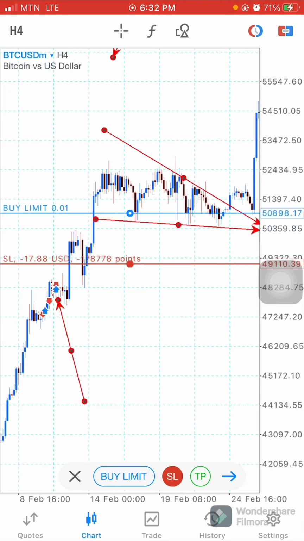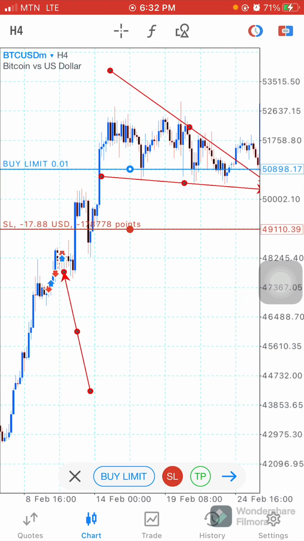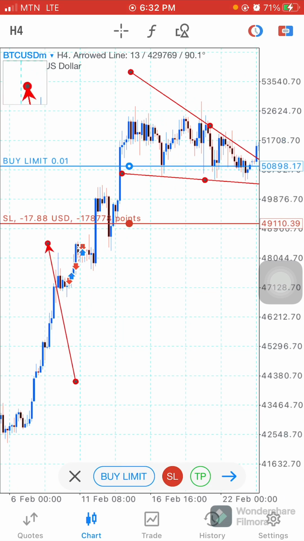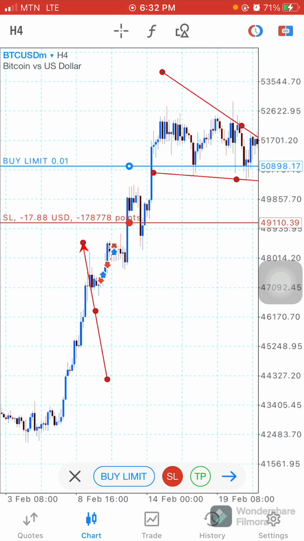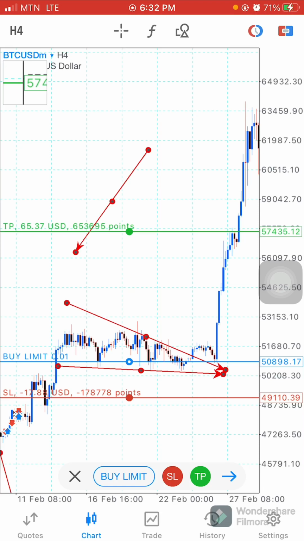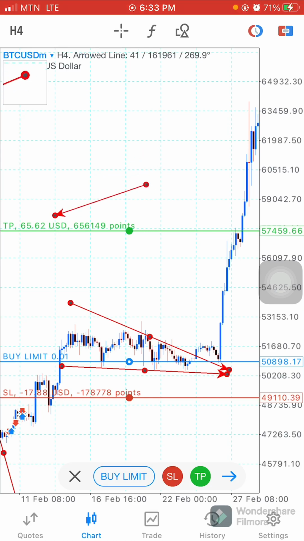Good. So the stop loss is 17.88. You can easily see it. It's not something difficult. 17.88 USD. So that's the amount you are willing to risk. Then your take profit. Let's say you are targeting this point. Your take profit is 65.62 USD.